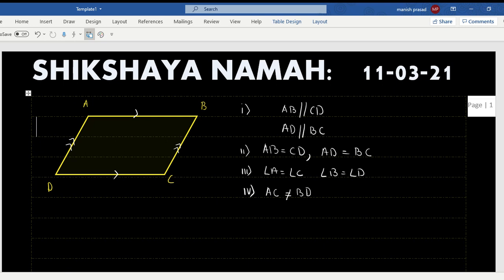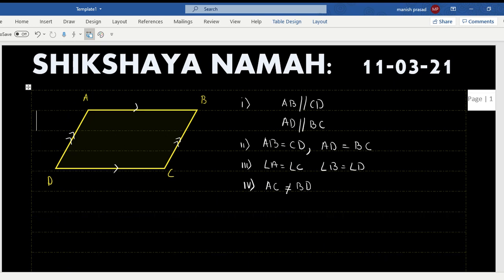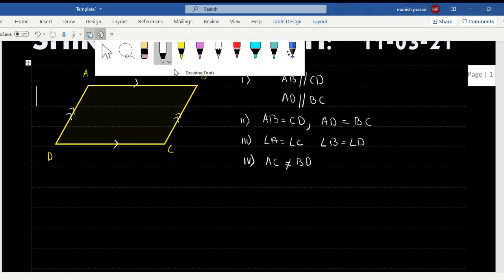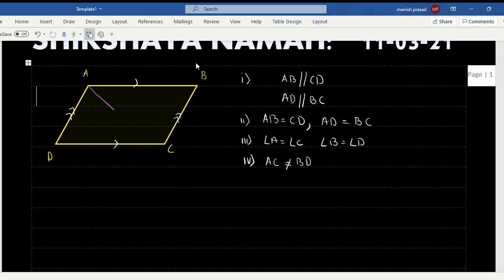There are more properties. We'll come to that in a while, the properties of the diagonals also. But let's do it right now only. Why wait for that? Okay, let's look at the diagonals also.